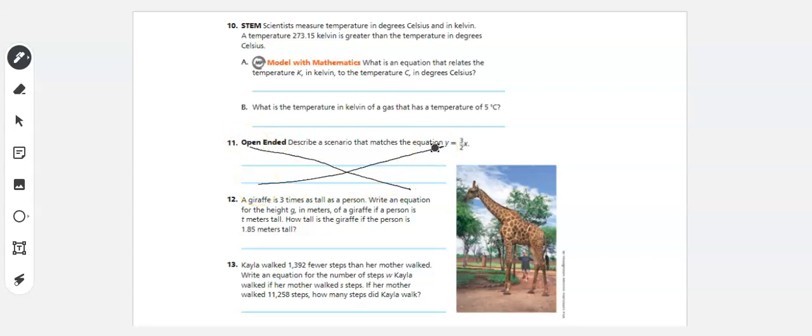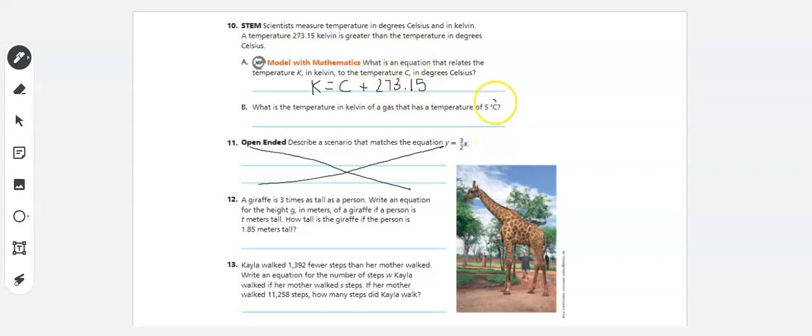Number 10. Scientists measure temperature in degrees Celsius and in Kelvin. A temperature 273.15 Kelvin is greater than the temperature in degrees Celsius. What is an equation that relates the temperature K in Kelvin to the temperature C in degrees Celsius? So K equals C plus 273.15.